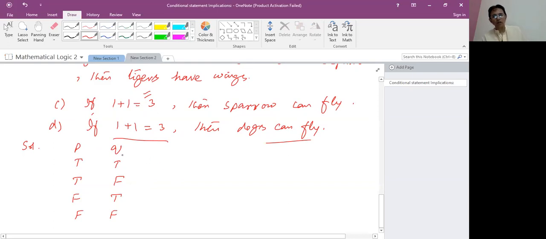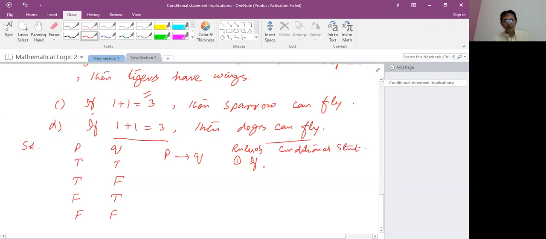So we make two columns with the help of these four statements. We will convert it into P and Q. Then we show that P implies Q. Student, it has some rules. If you note, the rules of the conditional statement.